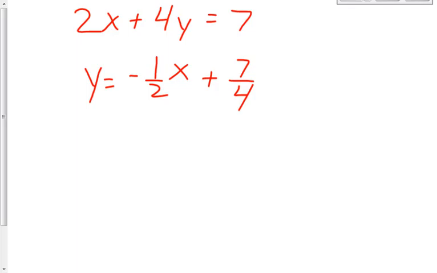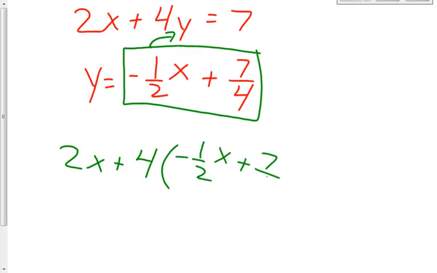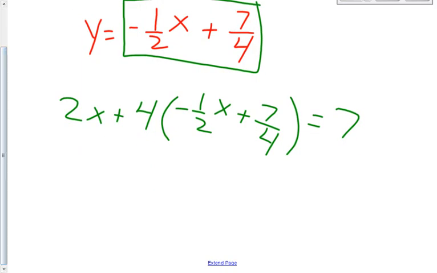If I were to solve this using the substitution method, I would say y is already by itself. Let's substitute that in for this y. So watch as I do that. 2x plus 4 times what y is, and y is now a negative 1/2 x plus 7/4. That equals 7.